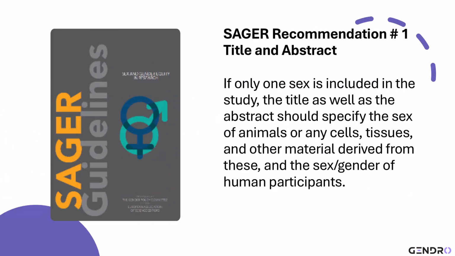Recommendations of the SAGER guideline follow the traditional structure of academic publications, focusing on title and abstract, again, mentioning if one sex or gender is included in the study in the title as well. The abstract should specify the sex of the animals or any cells, tissues, or other material derived from these, and the sex or gender of human participants.